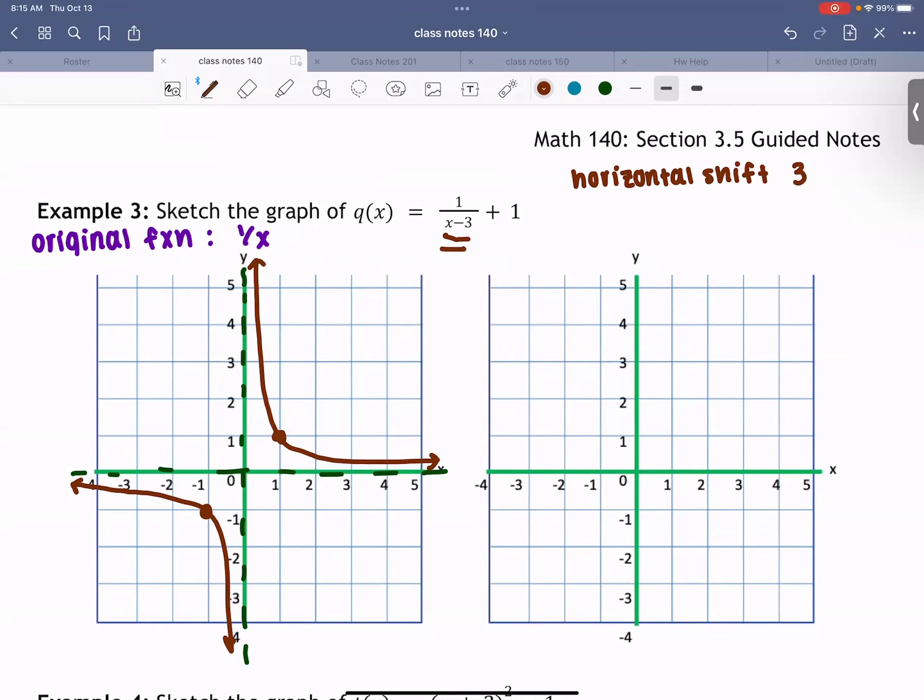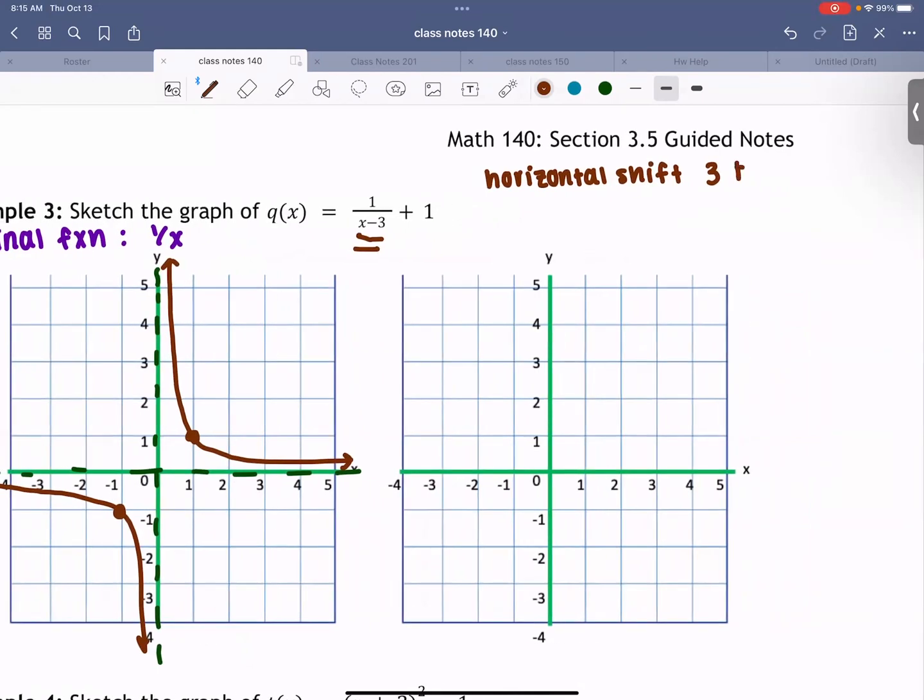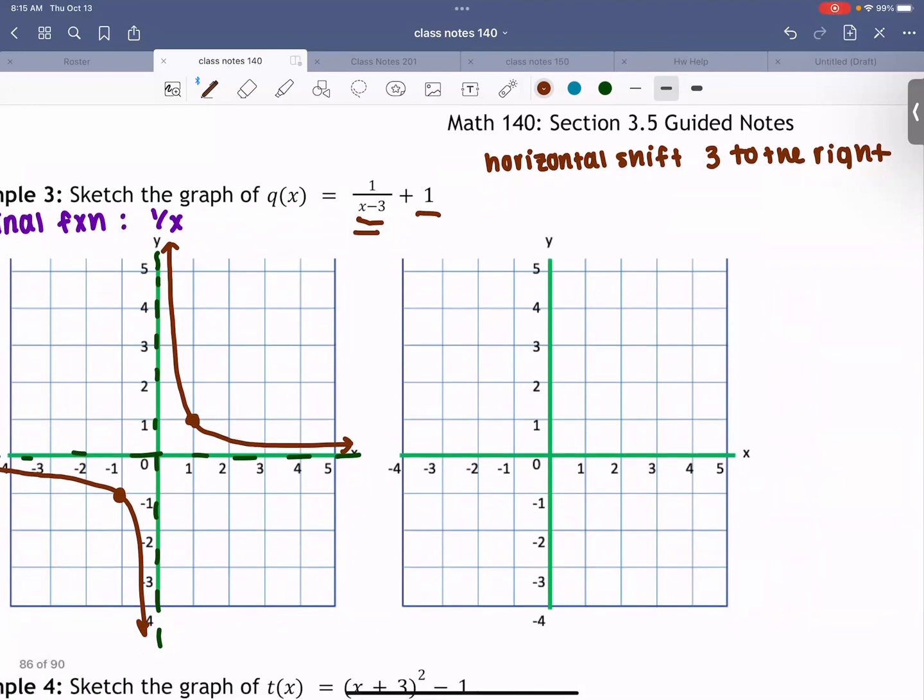Since I'm subtracting 3, am I going to the right or to the left? To the right, right? When we subtract, we are horizontally shifting to the right. Okay. Now we already did the horizontal one, so it's pretty easy to figure out what 1 is. Is 1 a vertical shift or a horizontal shift? Vertical, right? This 1 is being added to the entire function. It's not inside the 1 over x function. It's kind of tacked on to the side. So 1 means we're doing a vertical shift.